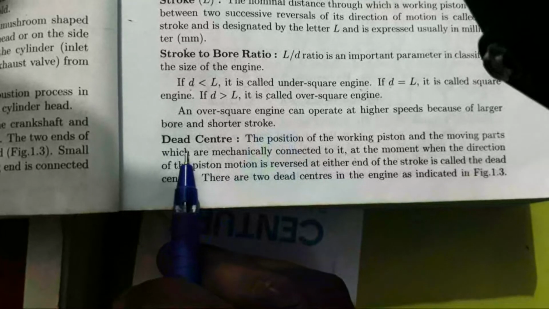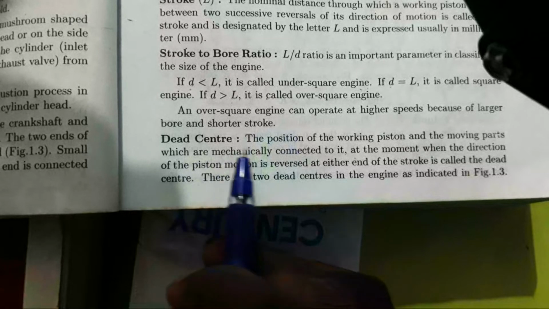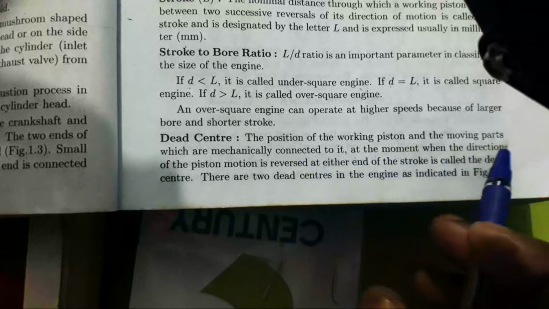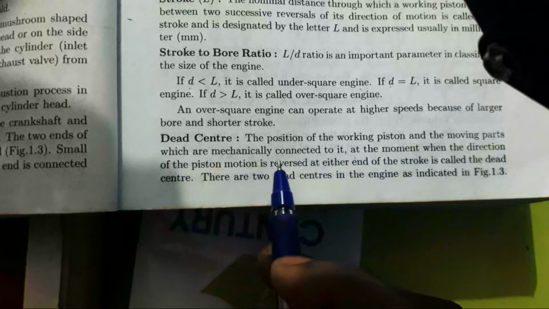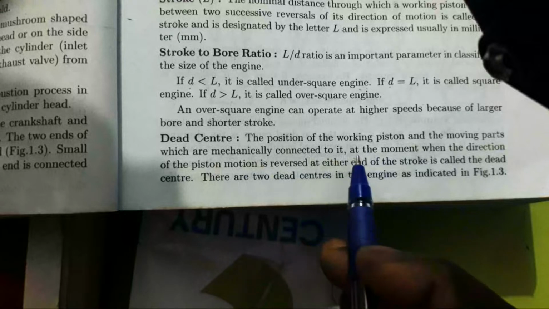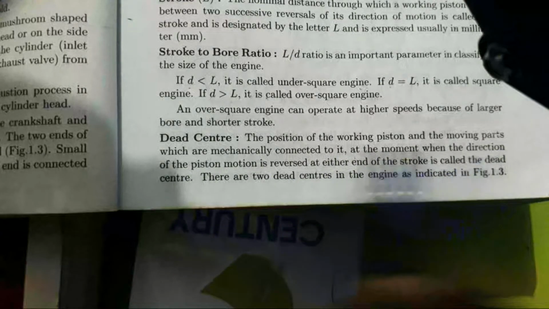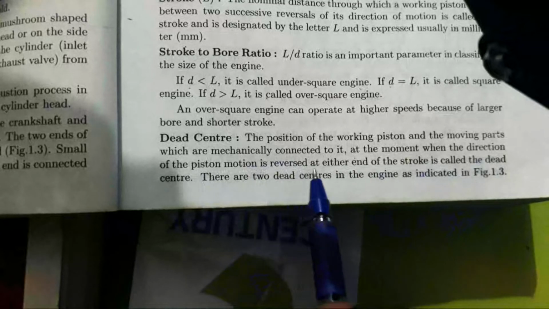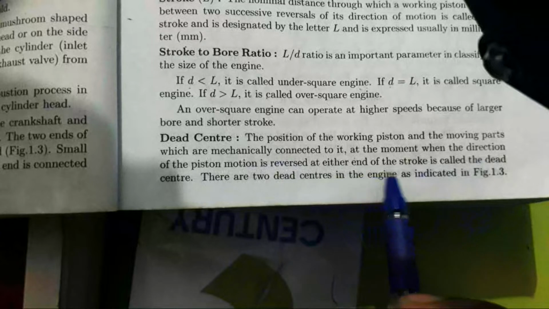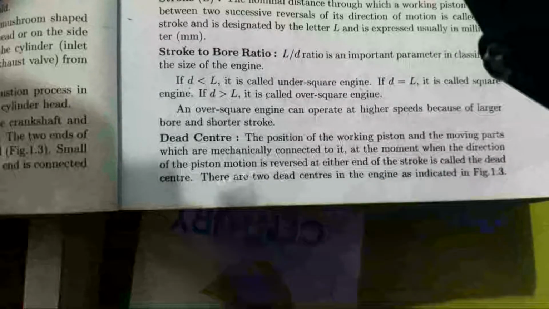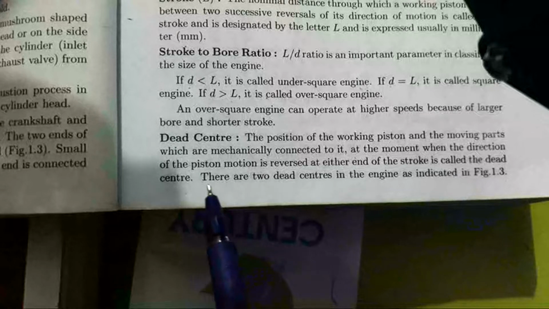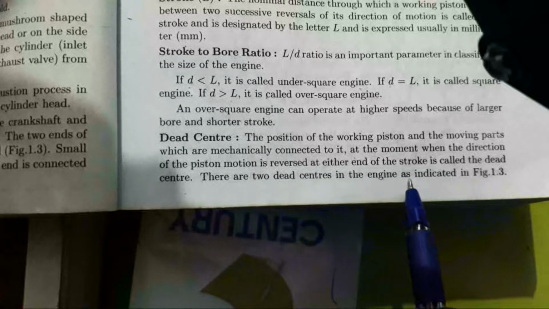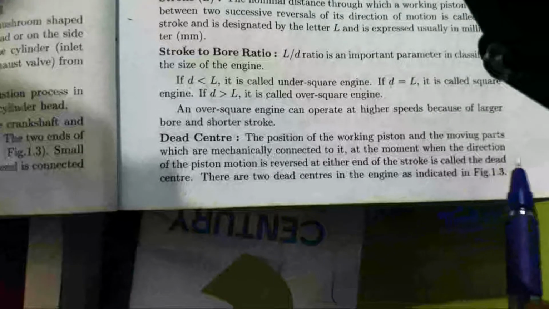Dead center. The position of the working piston and the moving parts which are mechanically connected to it, at the moment when the direction of the piston motion is reversed at either end of the stroke, is called the dead center. There are two dead centers in the engine, as indicated in figure 1.3.